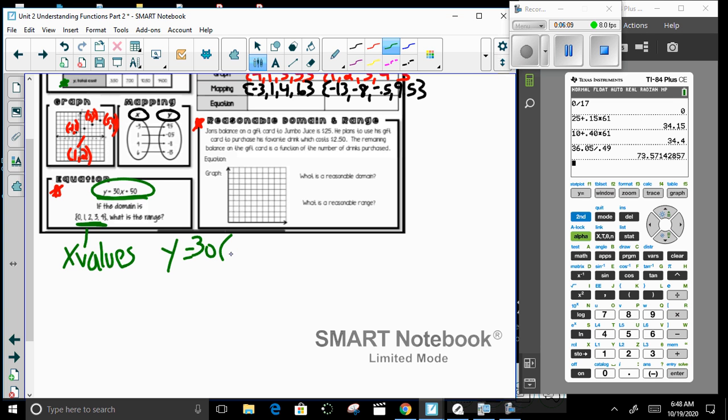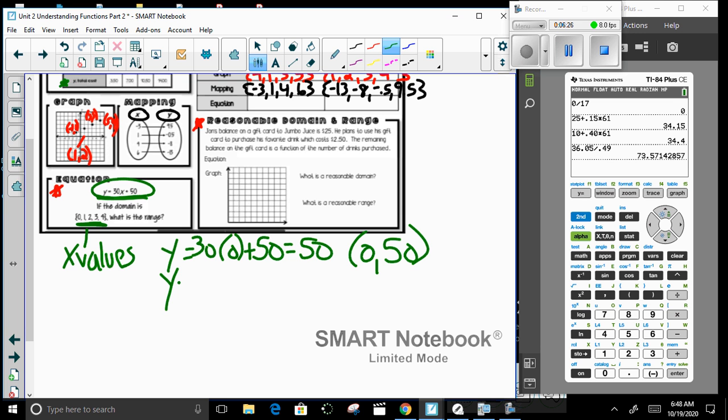30 times 0 plus 50. Well, can I solve for y there? 30 times 0 is 0. 0 plus 50 is 50. So that's the first value. So when I inputted 0, my output, or my y, was 50.